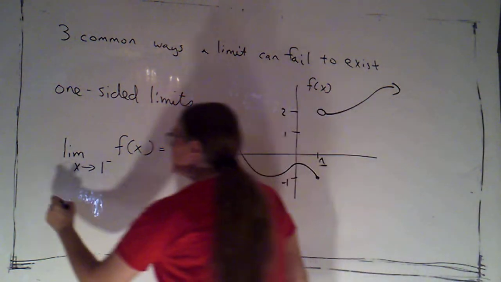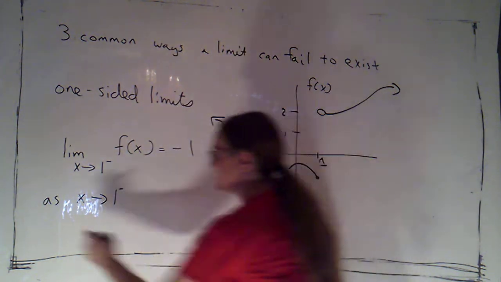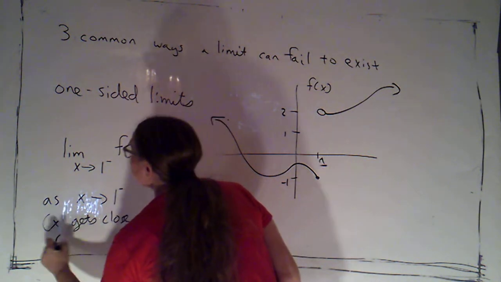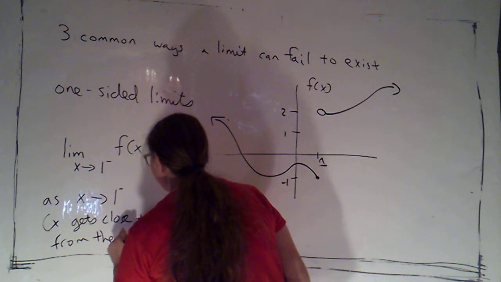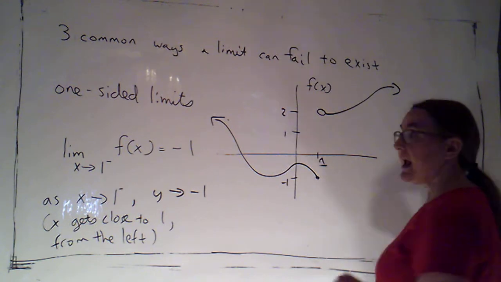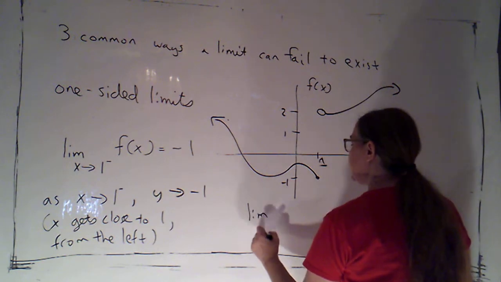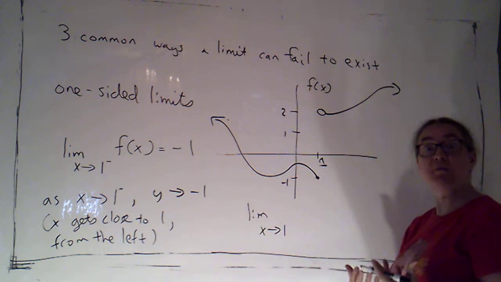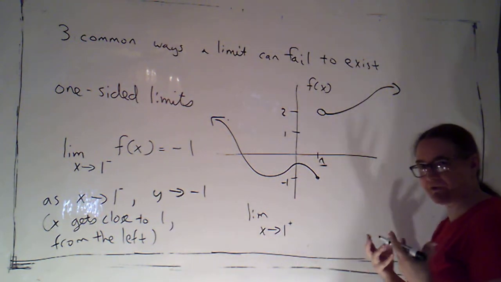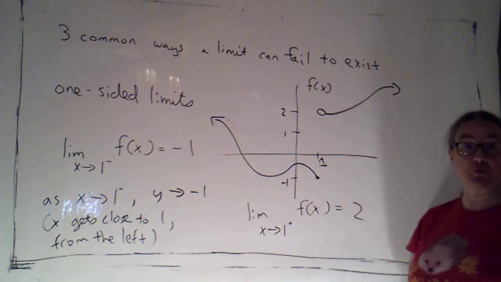Okay. So this just means as x gets close to 1 from the left, y gets close to -1. And then, of course, I can describe the behavior from the other side. I would say the limit as x approaches 1, now I want to say from the right. I'm going to put a little plus sign up there, and that's my code for right. And then we would say the limit of f of x, and that would equal 2.